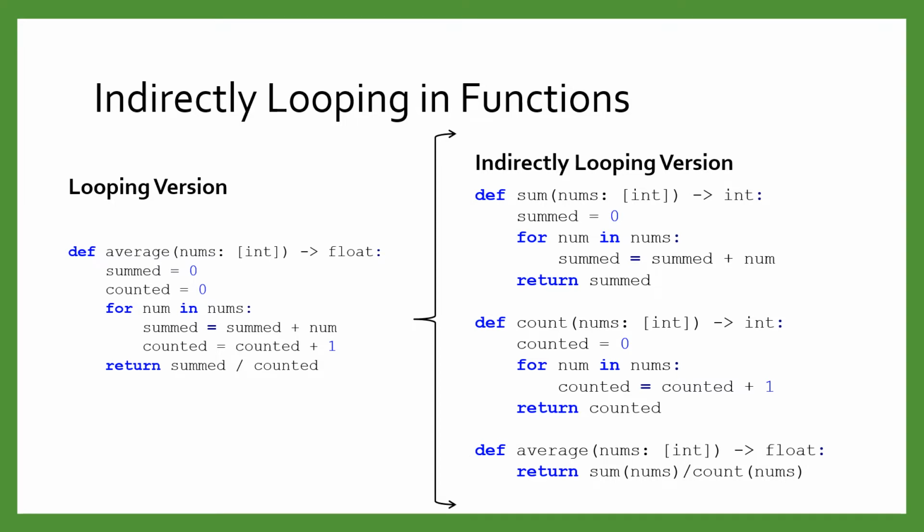This version does not require a loop directly in the average function because the loop happens indirectly in a helper function.